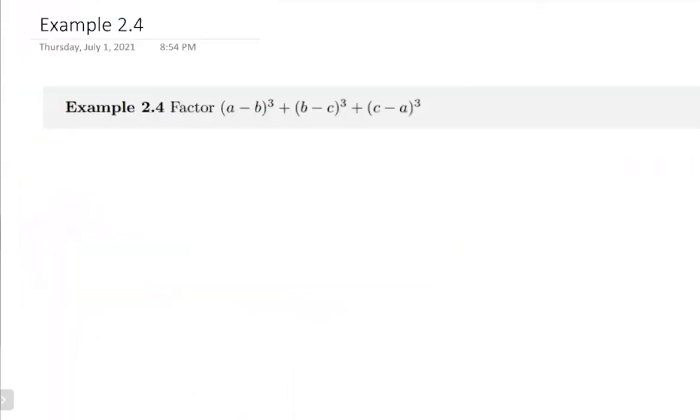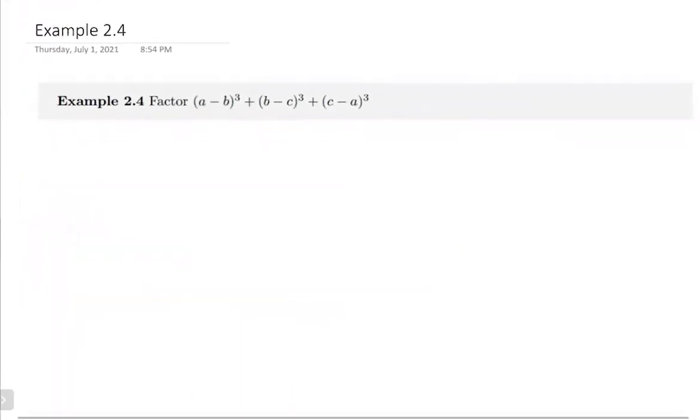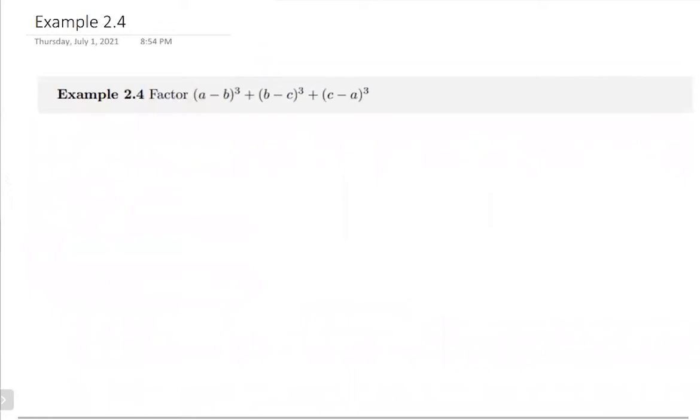All right. So let's do example 2.4 first. This is a pretty hard example, right? We are asked to factor a minus b cubed plus b minus c cubed plus c minus a cubed. Now I'll give you like 30 seconds to think about how you might want to solve this problem.